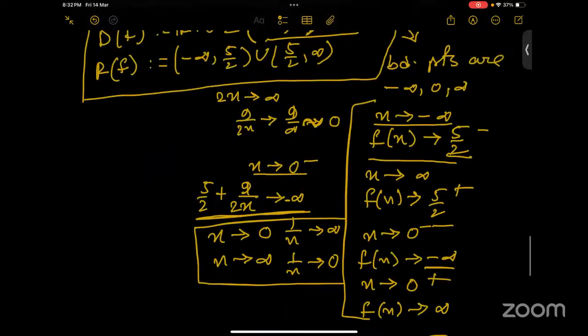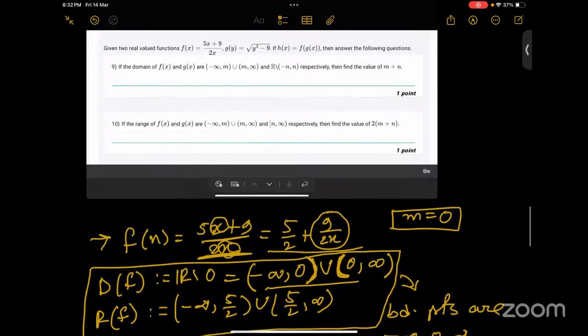Sorry, ma'am, I didn't get that m. How did you get that? Which one? M equal to 0. So here it is given the domain of f is in the form minus infinity to m union m to infinity. And in our question the domain is minus infinity to 0 union 0 to infinity. Right, so m is 0 here.